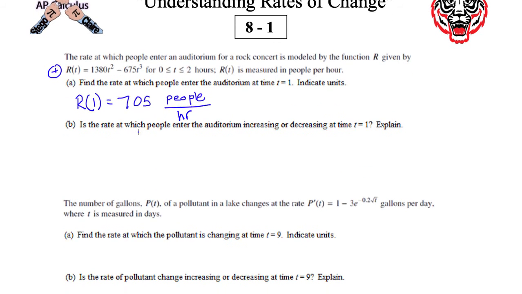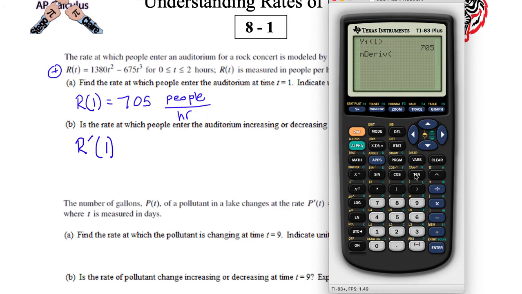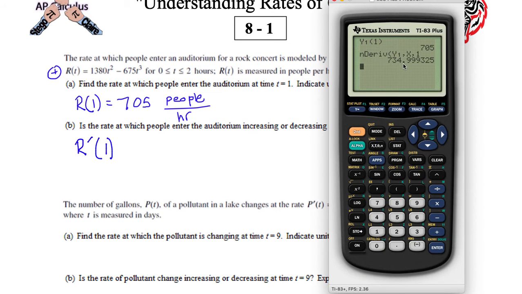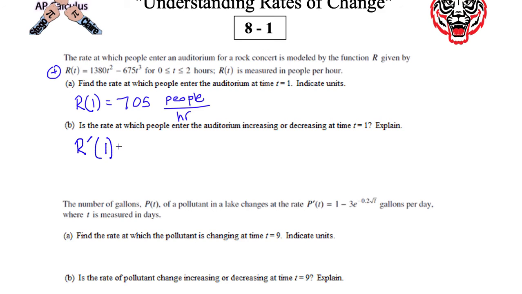All right. B, is the rate of people increasing or decreasing? So again, if you ever see the words increasing or decreasing, take the derivative of the rate. Well, this is the rate, so I'm really asking what is r prime at time 1. So over here I do math 8, the derivative of var is right, enter, y1 with respect to x at 1. And I get 734.999. I think I can round up to 735. Actually, I don't care, because I only care if it's increasing or decreasing. Is this number positive or negative? So I'll write down r prime of 1 is equal to 735, which happens to be greater than 0, and therefore I can go ahead and type in here.